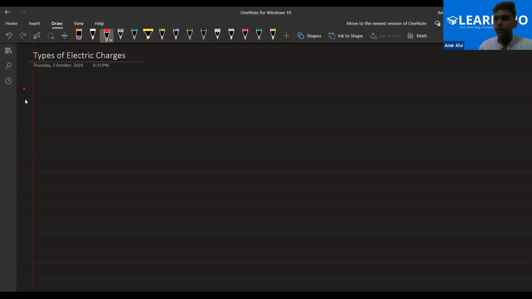The first one is positive and another one is negative. The positive charge is called proton and the negative charge is called electron. This is the thing that you must have studied in the ninth standard in the chapter atoms and molecules. So the next thing is the positive charge, that is proton.